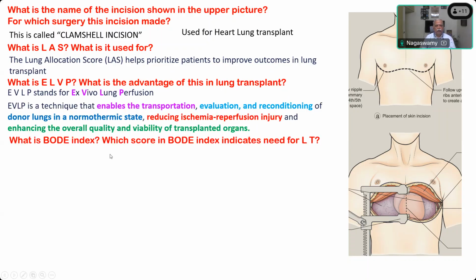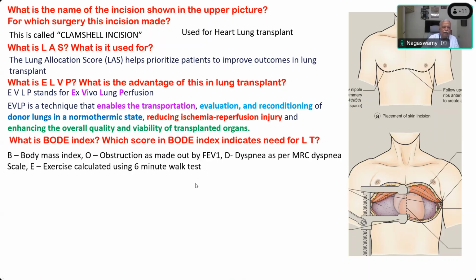What is Bode index? Which score in Bode index indicates need for lung transplant? What are the components of Bode index? So BMI, obstruction, dyspnea. Dyspnea, exercise tolerance.